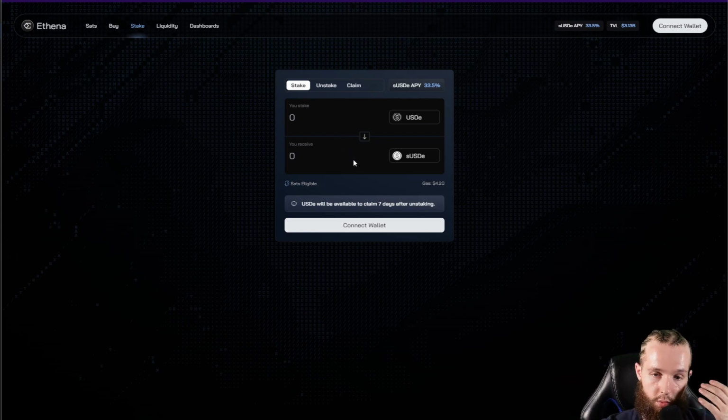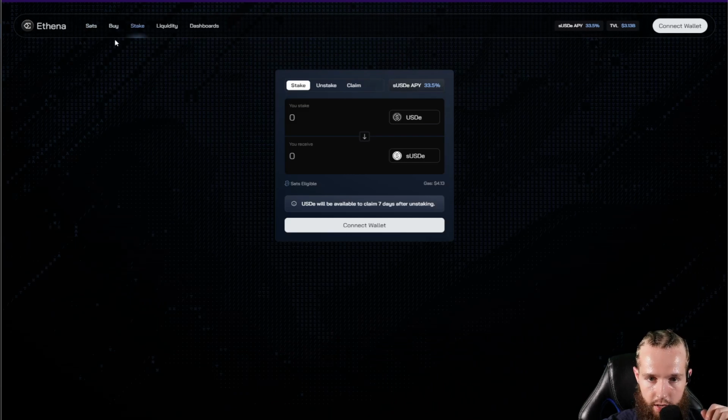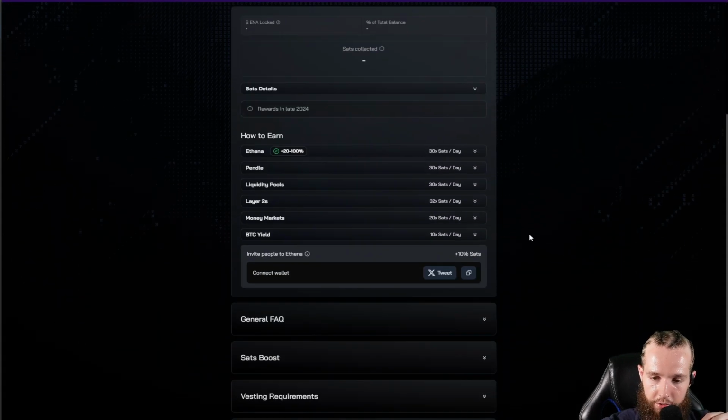I remember actually when this came out, I stayed far away from it because there were some concerns surrounding it. But now, it's been out for going on 6 months here. I'm entering this ecosystem to take advantage of not only the airdrop campaign, but the 33.5% that you can earn through staking USDe in their dashboard here. So let me show you a little bit more about the airdrop campaign.